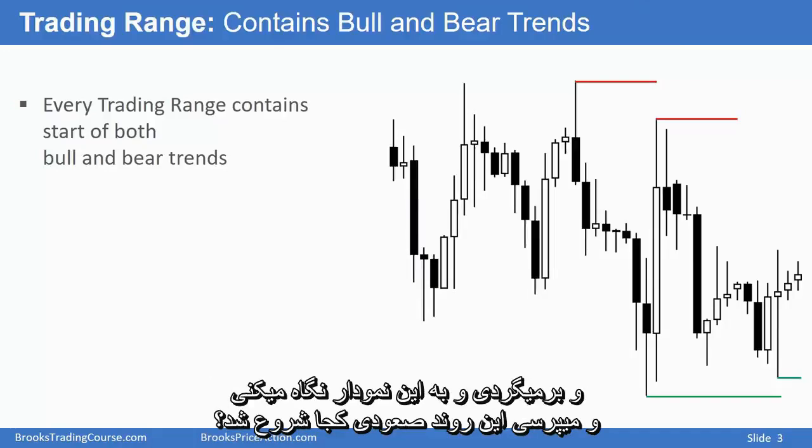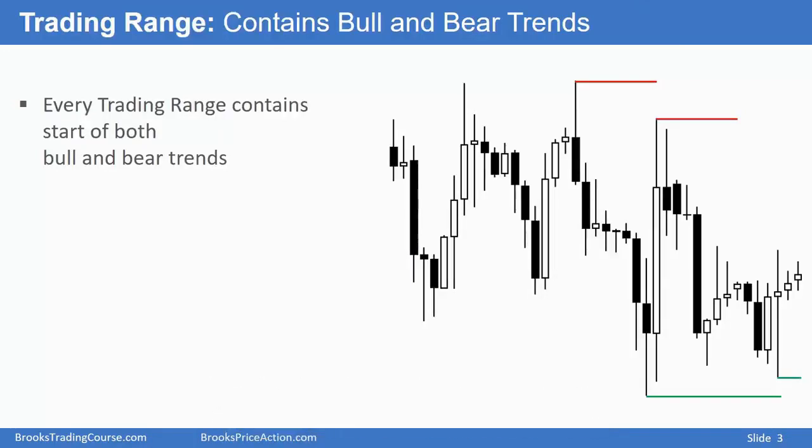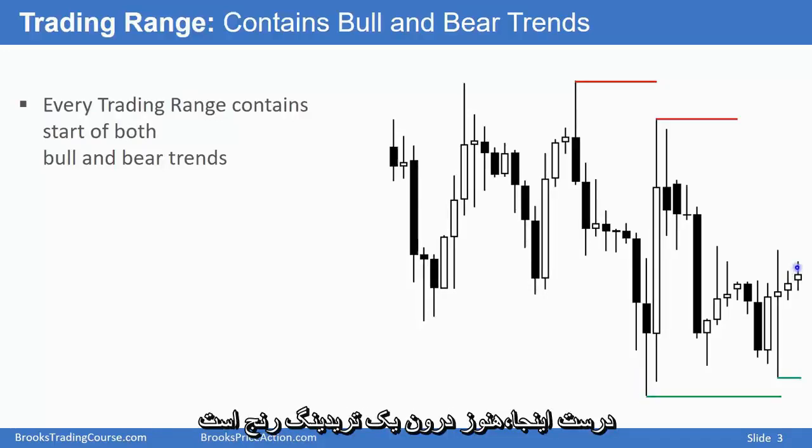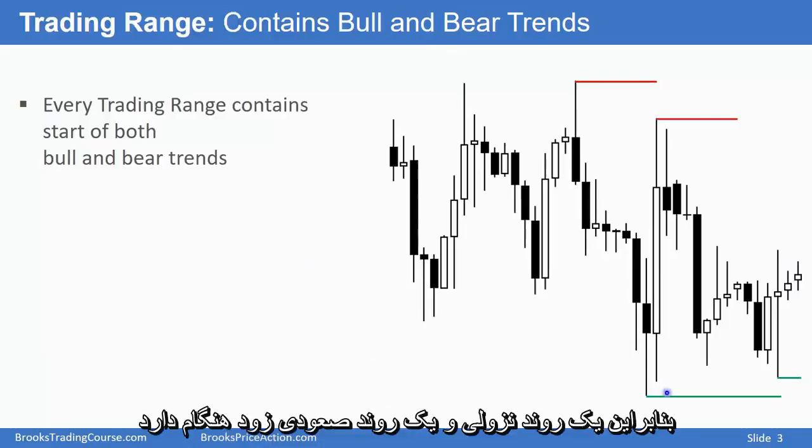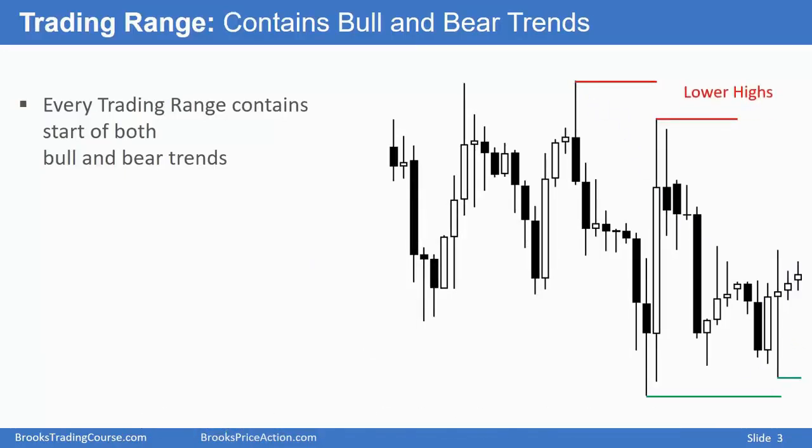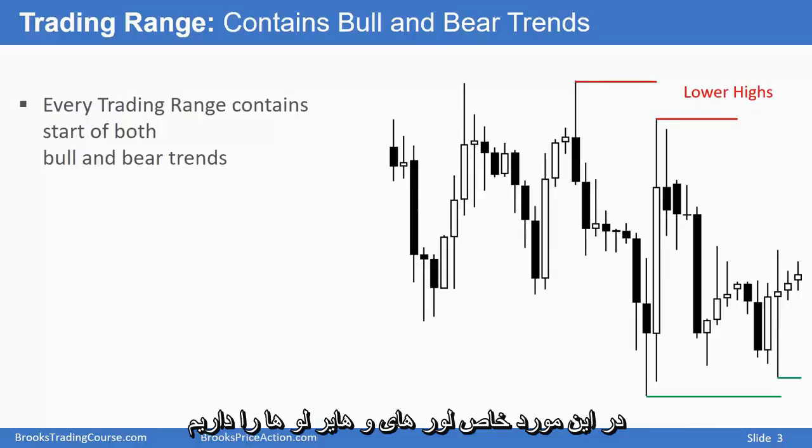And you look back at this chart and ask yourself, well, where did that bull trend begin? You would say here. However, at this point, right here, we're still in a trading range. So it has an early bull trend and it has an early bear trend. In this particular case, we have lower highs and we also have higher lows.